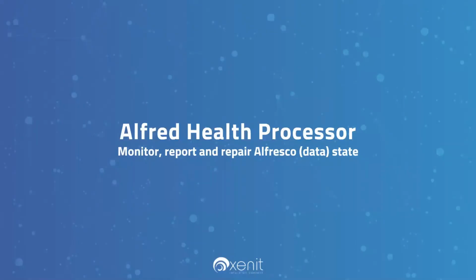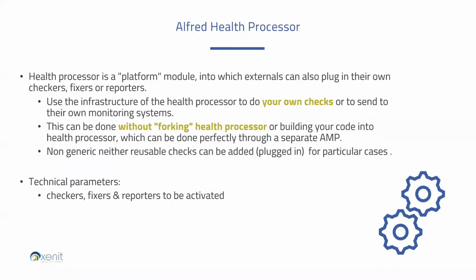This one, now it's spelled correctly, is the Health Processor. That's the second tool that we have, a Health Processor. That means that sometimes the patient gets a little bit sick. What does it do? It's a platform module that runs in Alfresco and which you can use and extend by plugging in extra modules. You can determine the checkers, the fixers, and the reporters that you want to be activated.